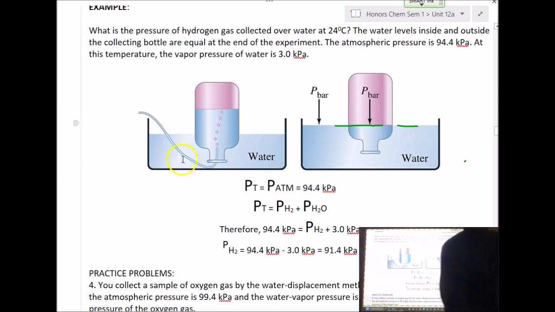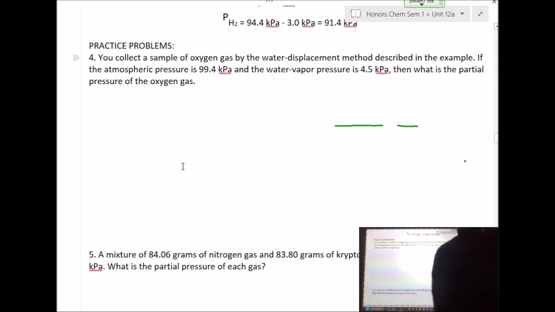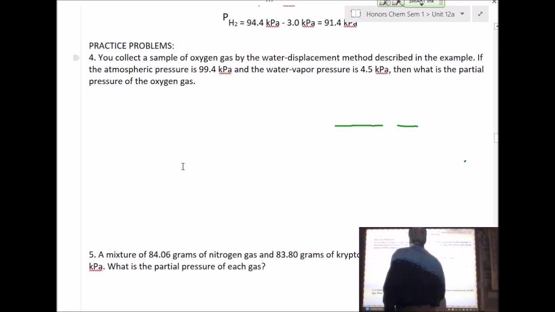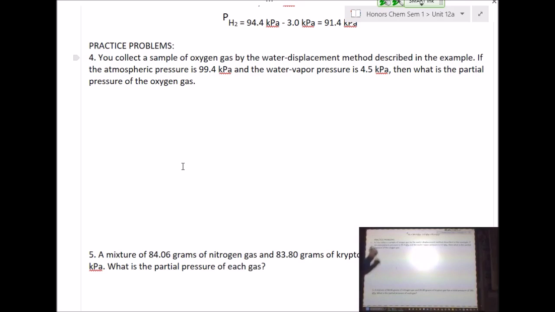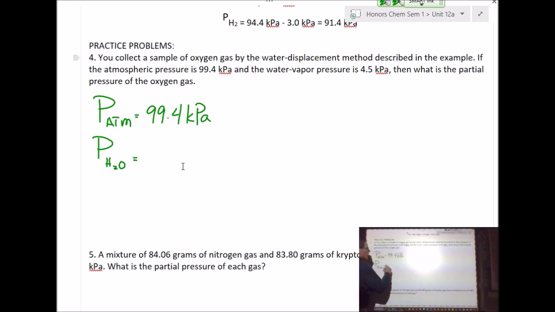All right, so here's our first example of two. Here we have a scenario. It says you collect a sample of oxygen gas by water displacement method, just like the bottle that we had just above here. If the atmospheric pressure is 99.4 kilopascals, and the water vapor pressure in the bottle is 4.5 kPa, the question asks, what is the partial pressure of the oxygen gas? I'm just writing the information down.